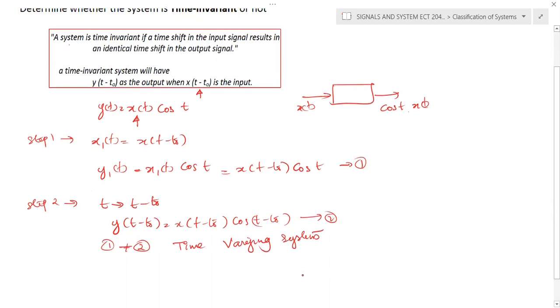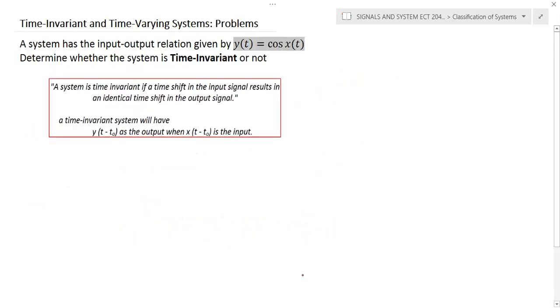Now we'll discuss another question. Here it is given as y of t is equal to cos x of t. So previously we explained cos t, now it is cos x of t. And in step 1, we will apply a signal x1 of t, which is a shifted version of the input signal, x of t minus t0.